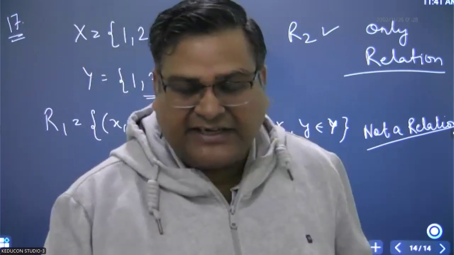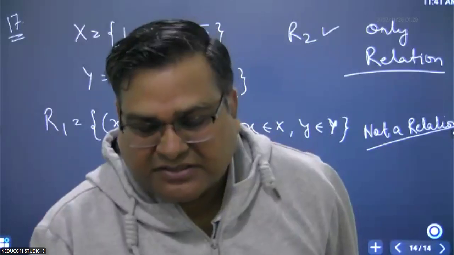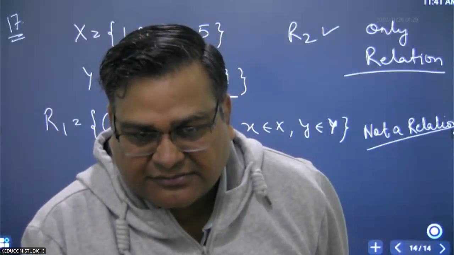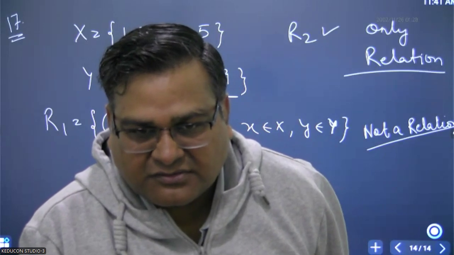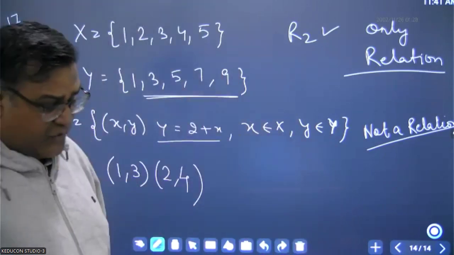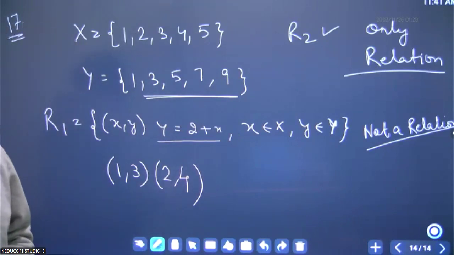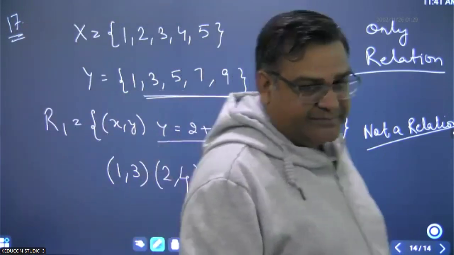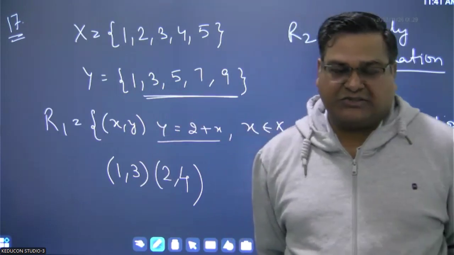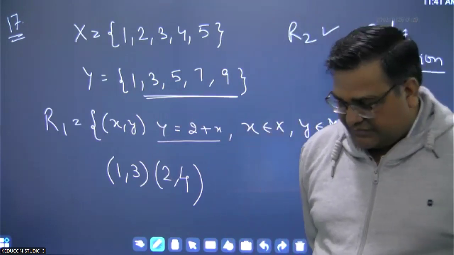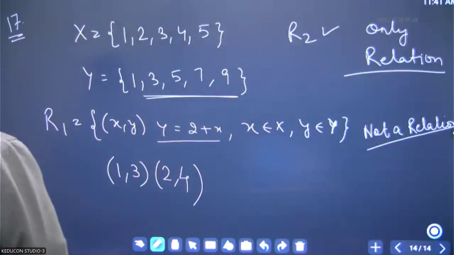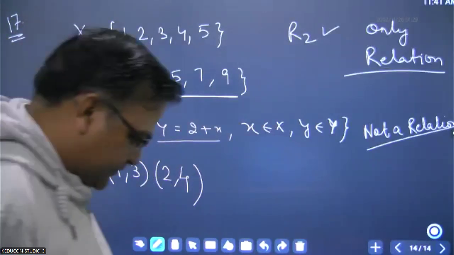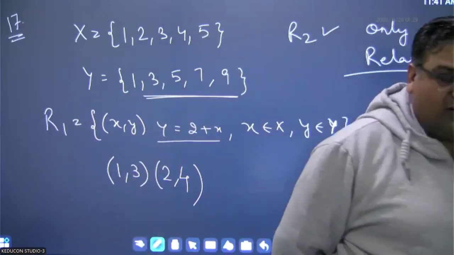Any doubt, children, in this question? Please type your answer in the chat box. Right. Now comes question number 18. Given two finite sets A and B such that the number of elements in A is 2 and the number of elements in B is 3, then the total number of relations. Please tell me, children, how many relations will there be? What will be the total number of relations? Please solve this question. How many relations will there be from A to B? And also tell me the formula to calculate.